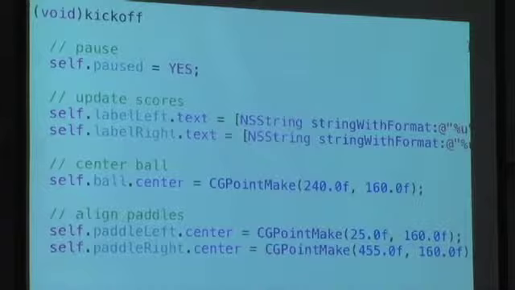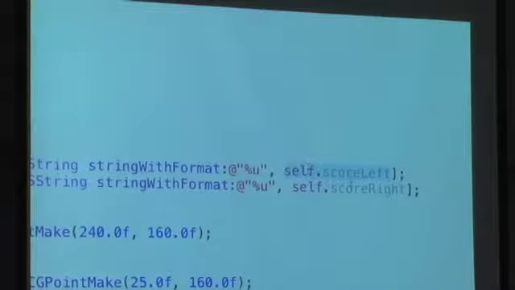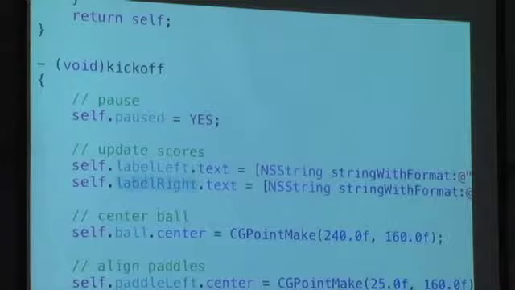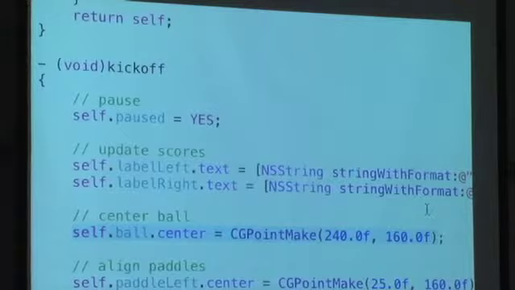I have a score left property, which is a number, an integer, and a score right. So I just need to convert those to strings so that I can display them on the screen. Here's how I'm going to center the ball. I'm going to locate it at 240, 160 pixels or points on the screen. And then I'm going to align the paddles.